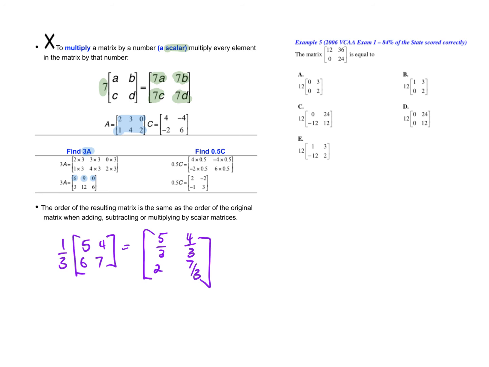All right, if we look at this matrix up here in the exam question, they've asked what it is equivalent to. They've given some scalar options, because if I times this one out, it would be 0, 36, 0, and 24. Is that it? No, that's not working. If I look at this one here, this would be 12, 36, 0, 24. Is that the same? Yeah, so that's an equivalent matrix. It would produce the same thing.